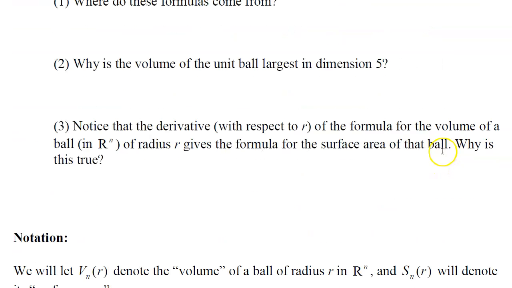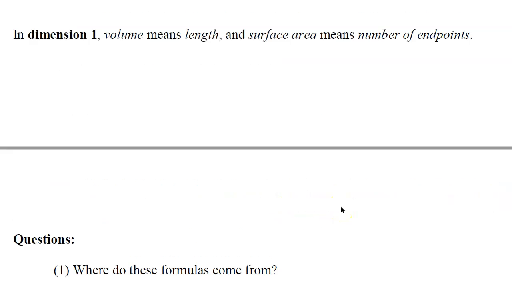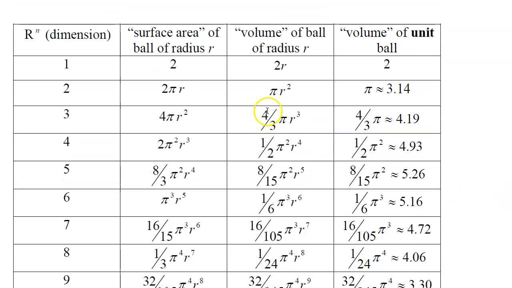Other questions here. So notice that the derivative with respect to r of the formula for the volume of a ball of radius r gives the formula for the surface area of the ball. So why is that true? What do we mean by this? Well, what's the derivative of pi r squared? If we're taking the derivative with respect to r, wouldn't it be 2 pi r? What's the derivative of 4/3 pi r cubed? Well, if we take the 3 out front and lower this to 2, notice 3 times 4/3 would be 4, and we would get 4 pi r squared.